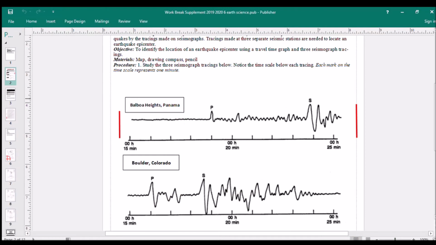I'm doing this on the computer, so it's probably going to look a little different than what you're doing. I already have my lines and everything ready to go. So the first step, we want to triangulate the epicenter of the earthquake.